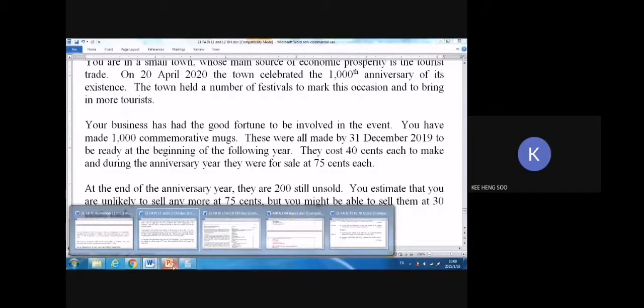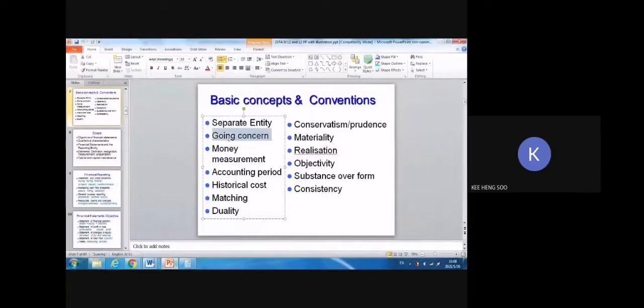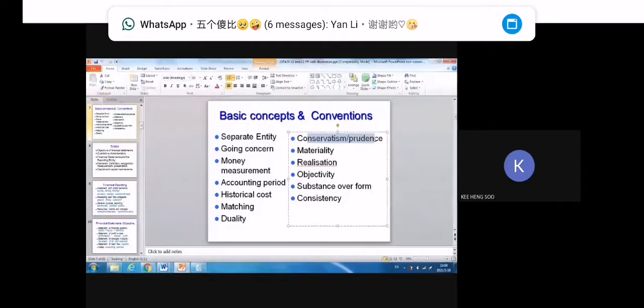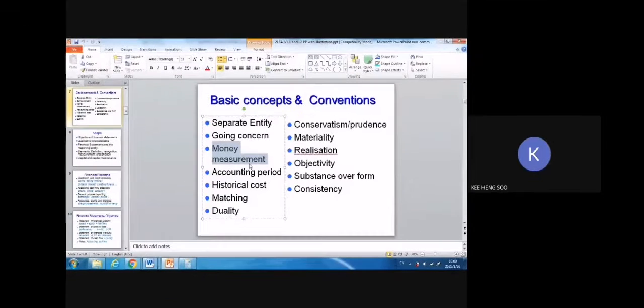So that's the situation. So you go back to here. Historical cost, going concern tell that the mark is no longer able to sell at 75 cents because the anniversary is already over. So going concern may not apply. All the costs you must write down to the net realizable value already. Same thing also to the money measurement concept: you can measure very accurately because there are people who want to buy at 30 cents.